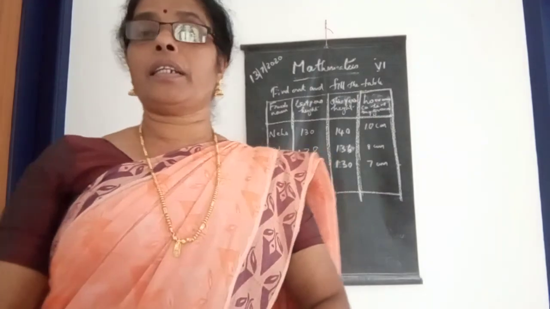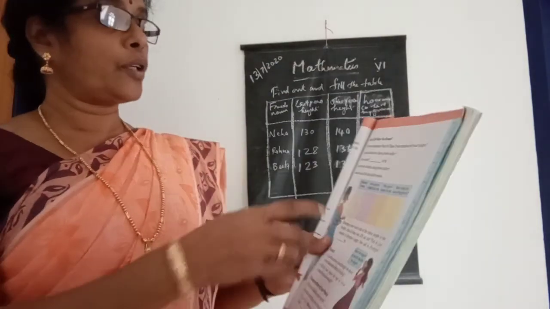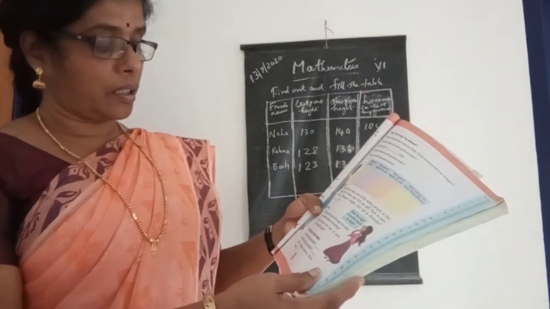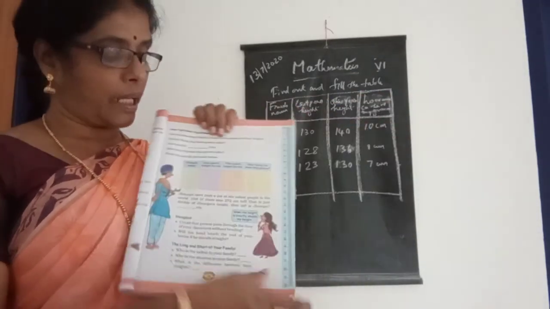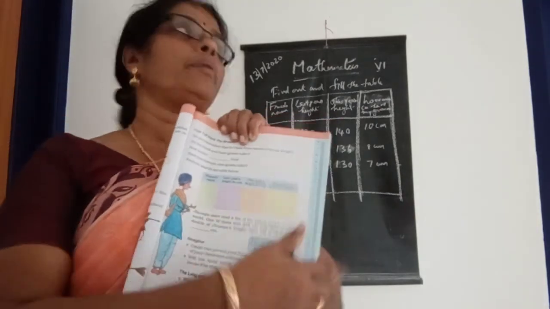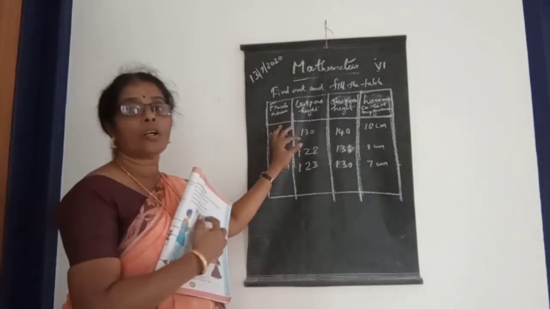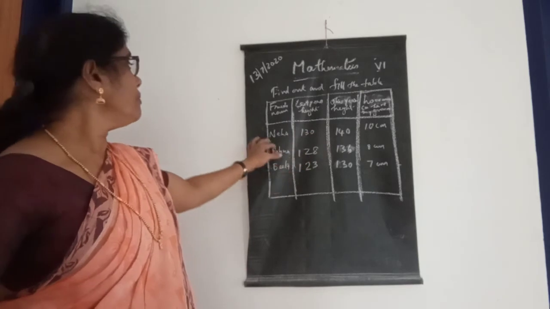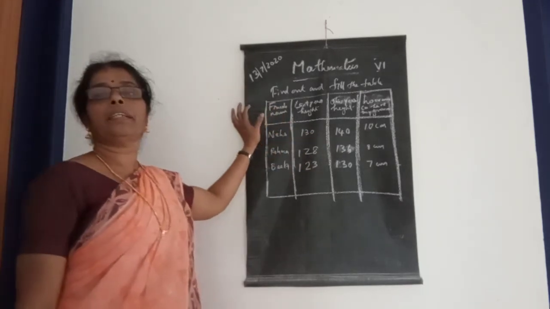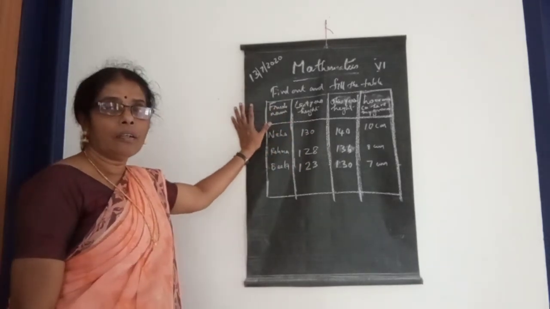In the textbook, one table is already given. Look here, page number 15. On that page you can see one table. That table I have already given here. All of you look here. Find out and fill the table.